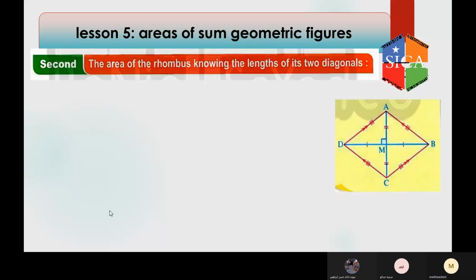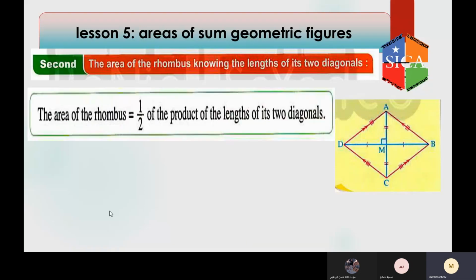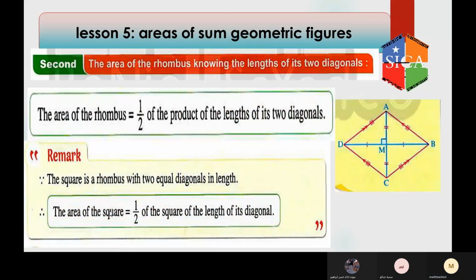Like this. The area of the rhombus equals half times the first diagonal times the second diagonal, or D1 times D2, or half DB times AC. The area of the rhombus equals half of the product of the lengths of its 2 diagonals. Like on this figure, the first diagonal is BD and the second diagonal is AC.